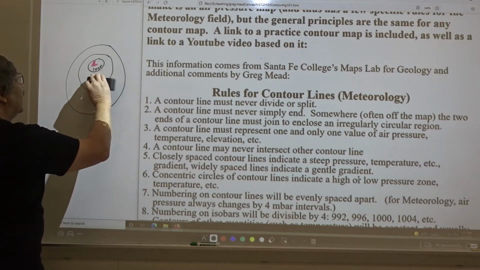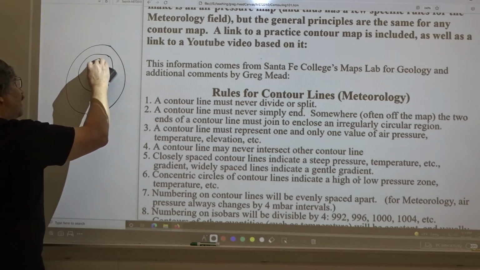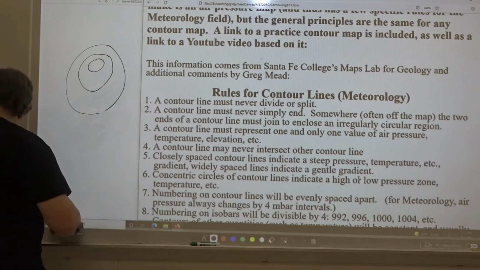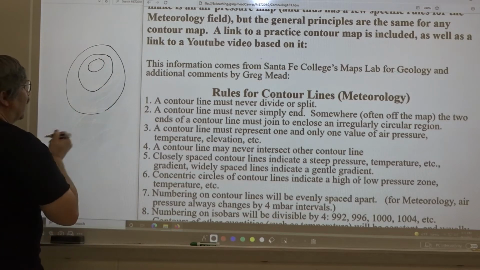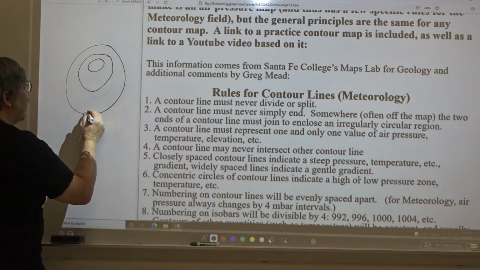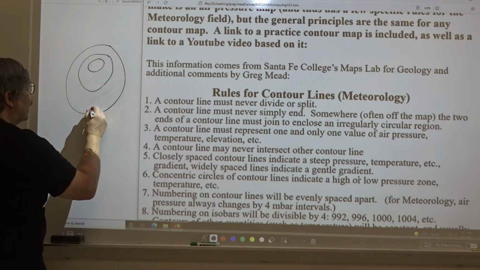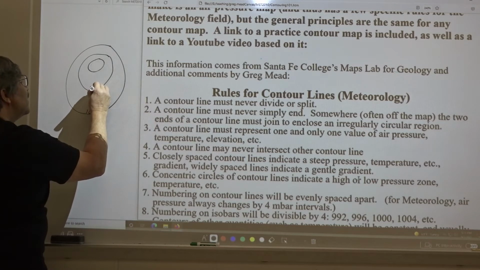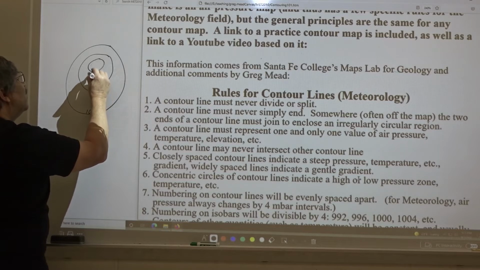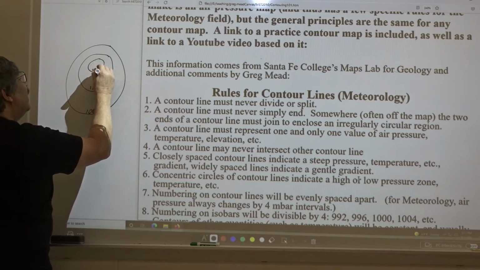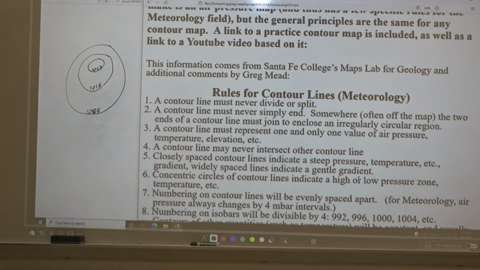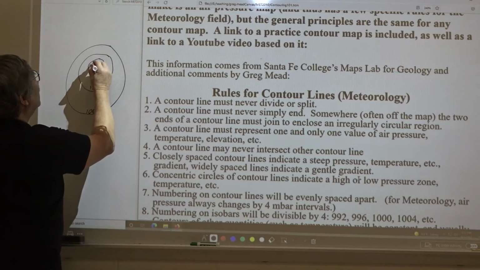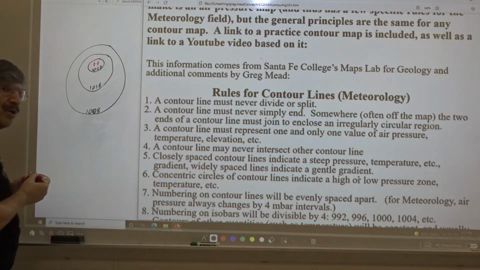On the other hand, if you saw that the air pressure values were increasing, say from 1008 to 1016 to 1020, obviously air pressure is increasing, and this would be labeled as a high pressure zone.